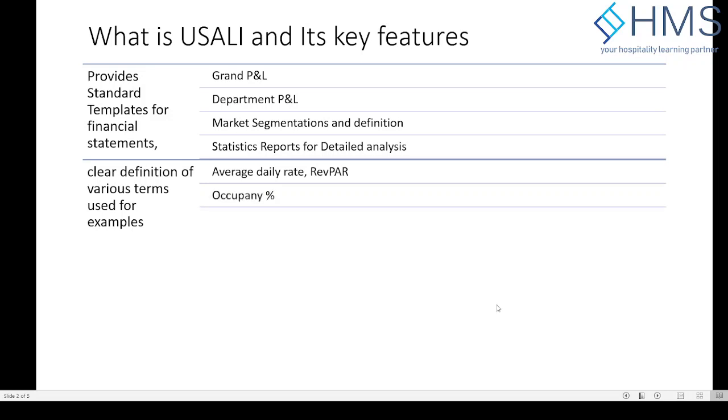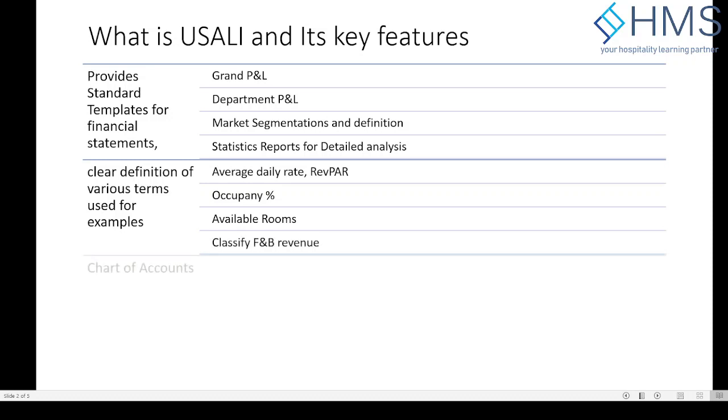Then we are going to look at the occupancy percentage. Again, it is the percentage of the occupied room nights, not free room nights, divided by the available room nights. Available room nights, as we have discussed, is controversial. So we're going to be looking at what more challenges there are in the current scenario, even if the uniform system has defined the available room nights. Then there are available rooms, as we have discussed.